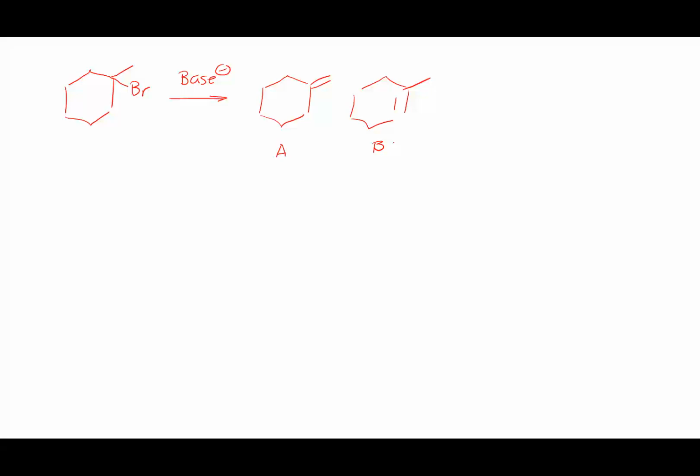What base would I use to make A? Josh? I would use tert-butoxide to make A. Do we agree with that? Then what do I use to make B? Ethoxide. This has nothing to do with amines. Hold on. It will.